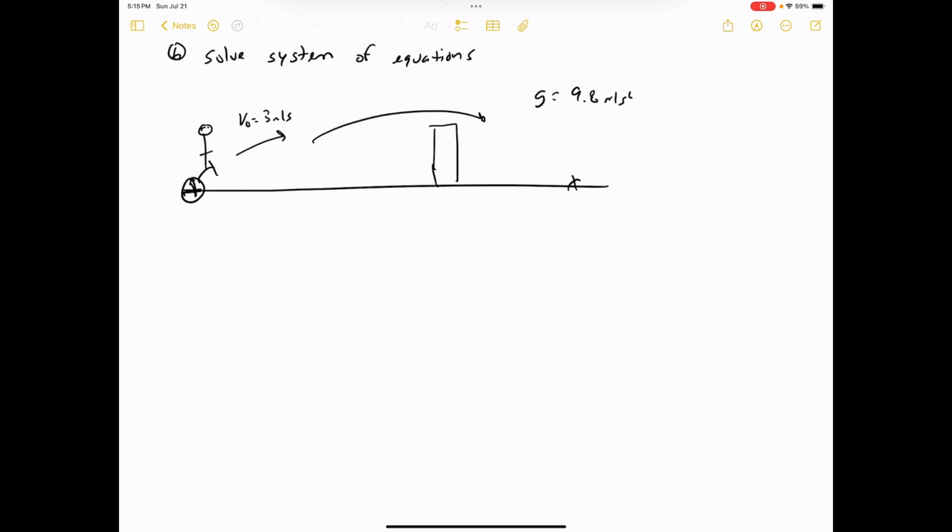But maybe there's some obstacle over here, and maybe from here to here is like 12 meters apart, and maybe this is like 6 meters high. Just sketch out the problem, right? Sketch out the problem and then write down all the things that you know about all the different velocities and accelerations and their positions. Just try to write it all out.